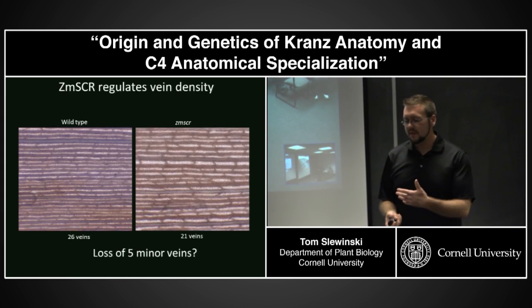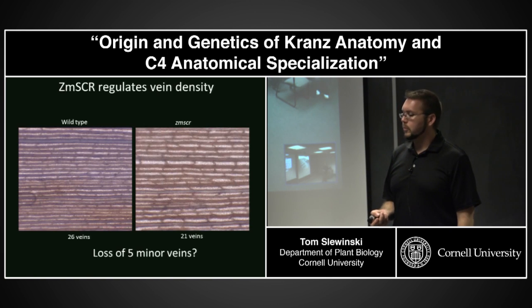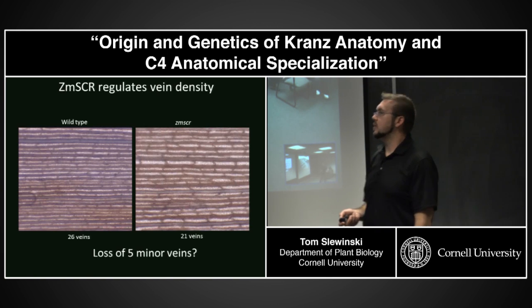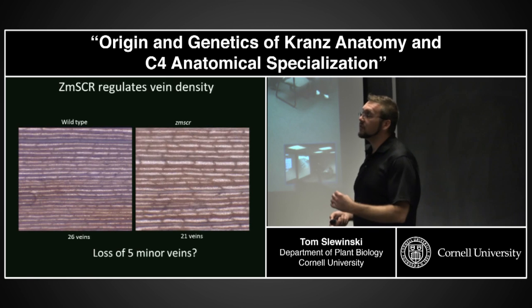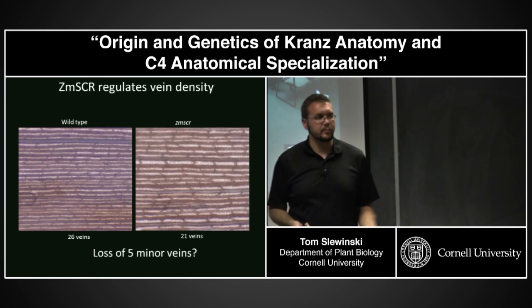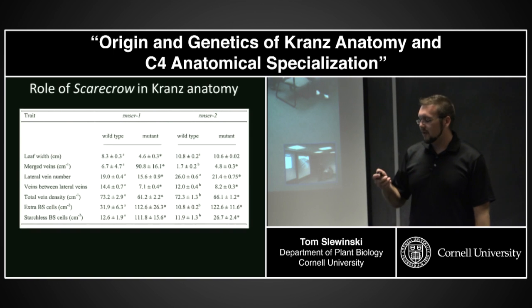And these mutants are a little bit temperature sensitive, so when we grow them in the more severe temperature, we get down to a vein density similar to rice, actually. So there's a great loss in vein density, and especially we think it's just the loss of the minor veins themselves. So the overall effects on Kranz anatomy are significant.